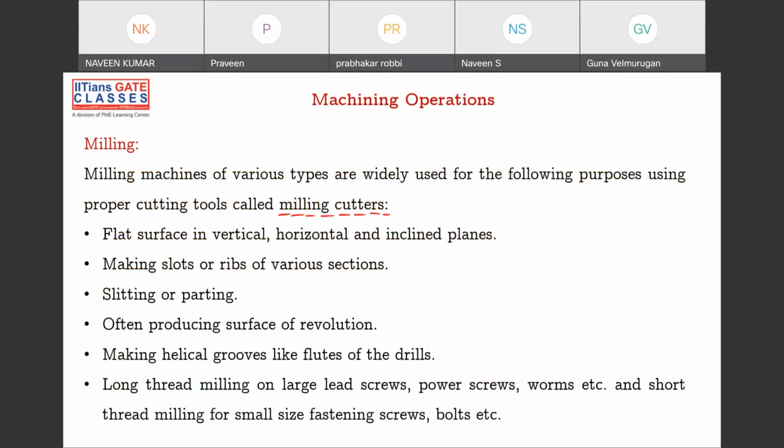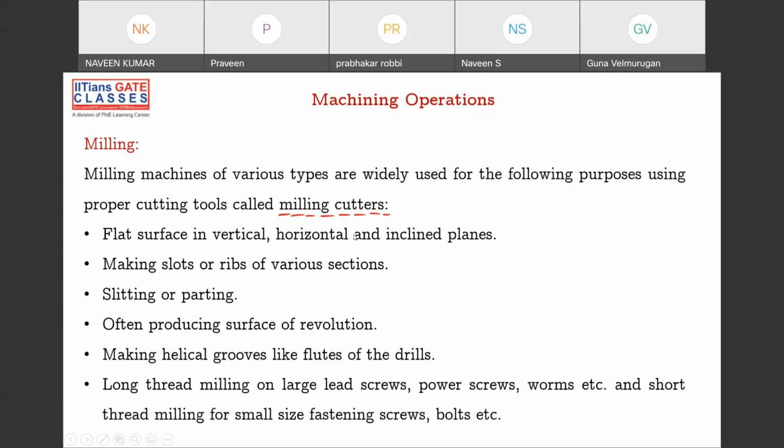In machining operations, from here we'll be discussing multi-point cutting tools. Yes, a multi-point cutting tool is used in milling. Of course, milling will use a multi-point cutting tool. So as written here, milling machines of various types are widely used for the following purposes using proper cutting tools called milling cutters.